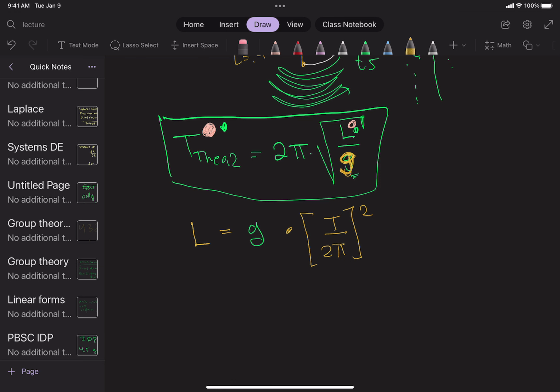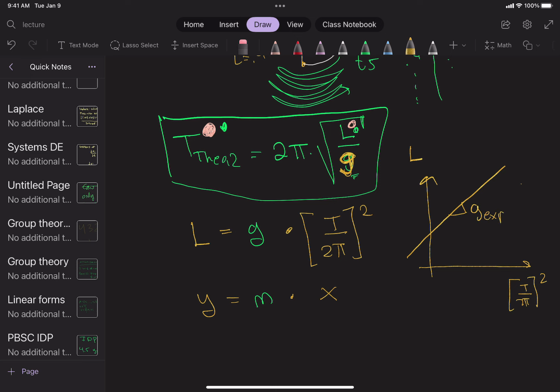And when you do that, the equation is going to have the form y equals the slope m, multiplied by x. So what this tells you is that if you make a graph where the vertical axis is the length and the horizontal axis is this whole thing here, the period over 2 pi and all of that squared, then the slope is going to equal gravity. So that is how we're going to get the experimental value for gravity.